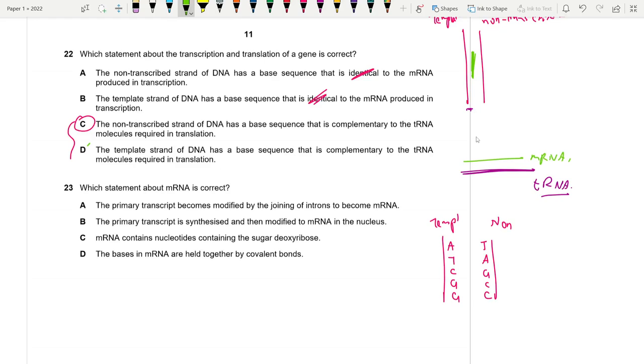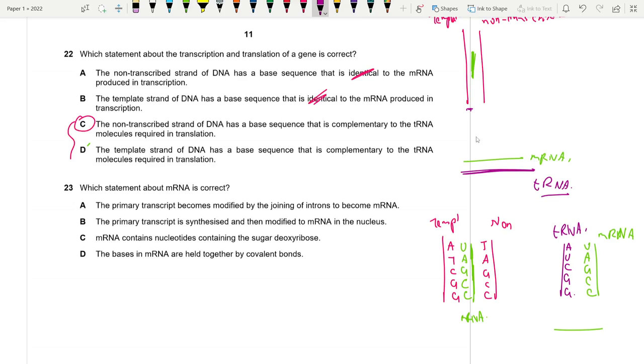Now let's look at the mRNA. The mRNA will be U, A, G, C, C. Okay, so this is the mRNA basically. Now, when the mRNA stays here, suppose this is the mRNA now, U, A, G, C, C. Let's get the tRNA in. tRNA. This is basically A, U, C, G, G.